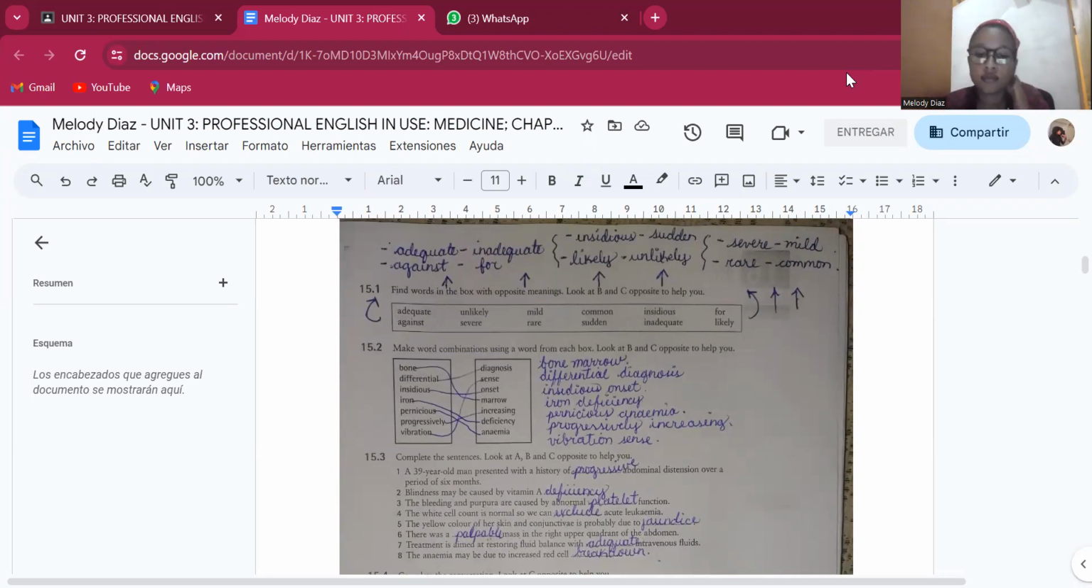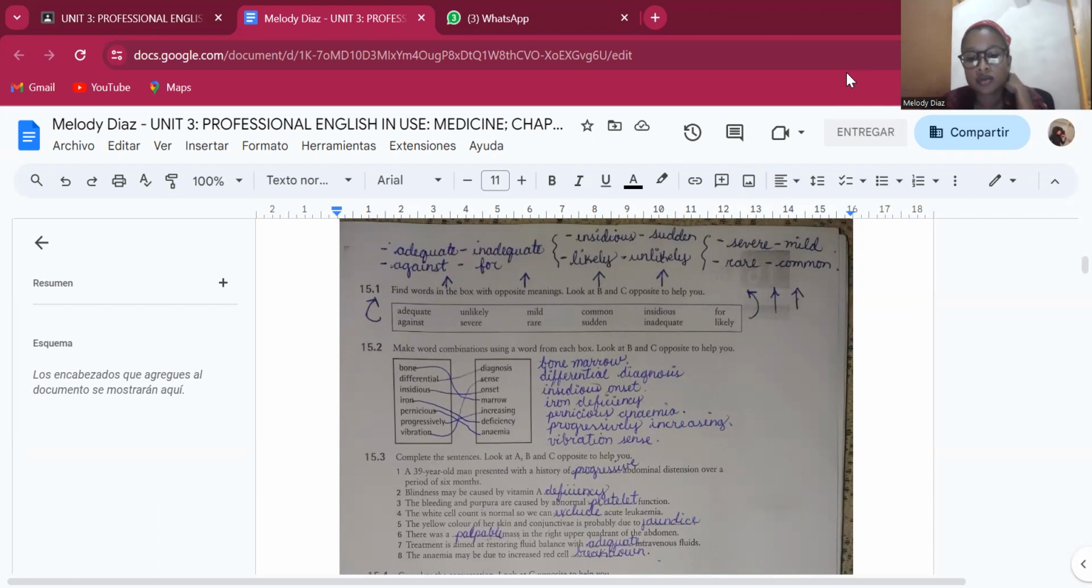Unit 15. Find words in the box with opposite meanings. Look at B and C opposite to help you. Adequate, inadequate. Against, for, insidious, sudden, likely, unlikely, severe, mild, rare, common.